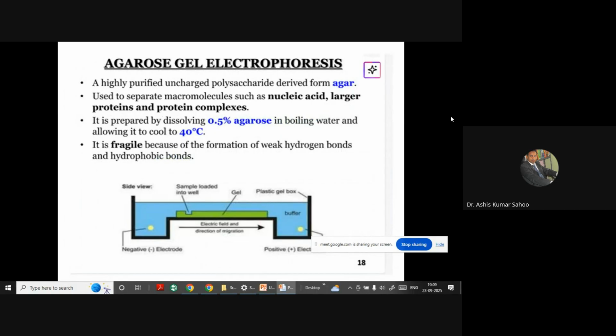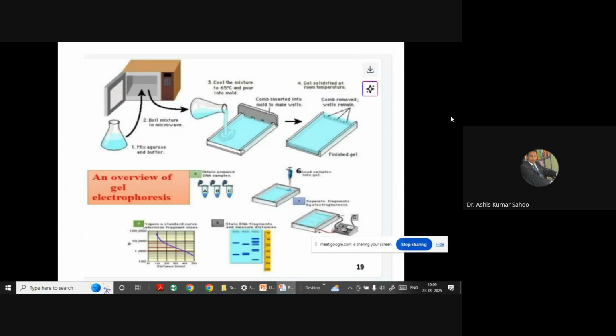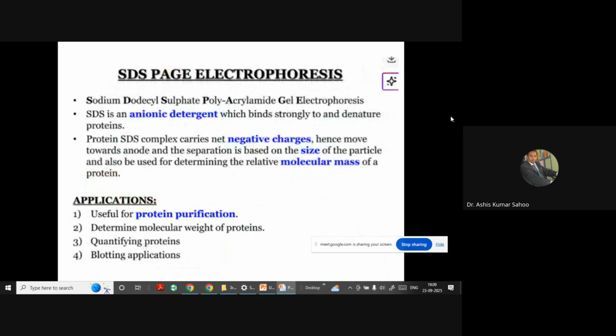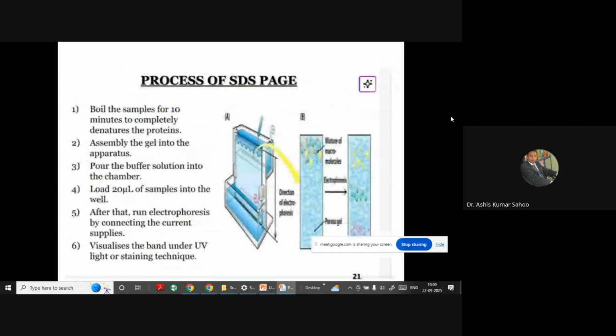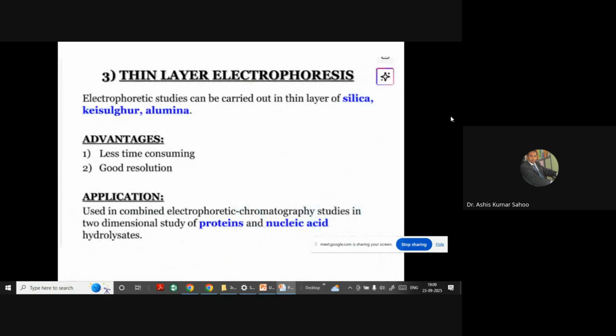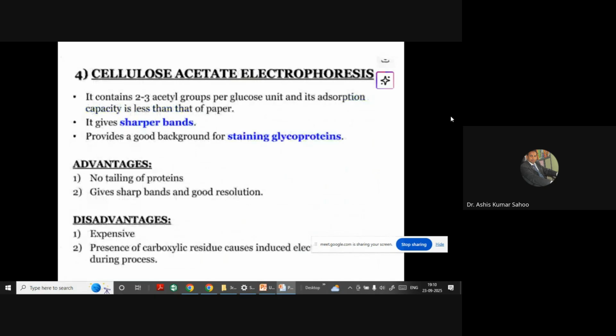Other electrophoresis methods, a total overview of which you can see on the slides. SDS electrophoresis: what is the full form of SDS, and what is the application of SDS? These are the different processes of SDS. Three layer electrophoresis, how it works and what the advantages are. Similarly, these are the disadvantages.